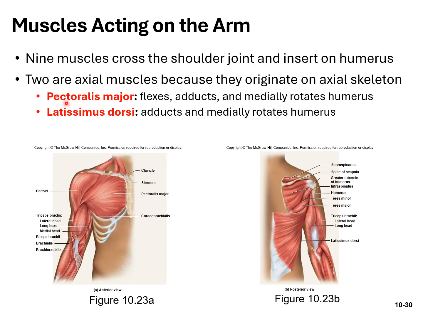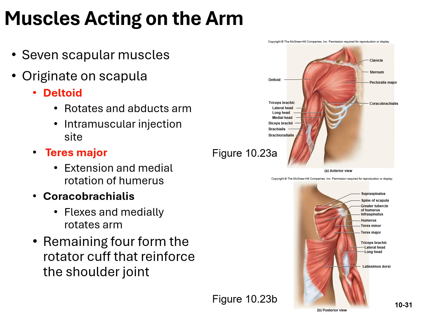You also have the pectoralis major, which we talked about. That's going to be on the front. It's all the way connected to the sternum, and it's going to the humerus. It can flex, abduct, and medially rotate the humerus, and the latissimus dorsi is on the back, also attaching to the humerus. It adducts and medially rotates the humerus.